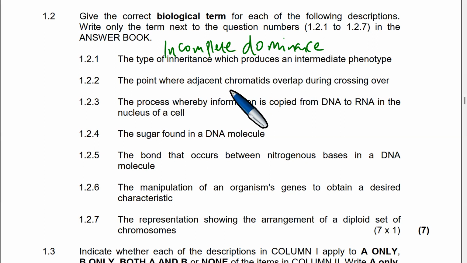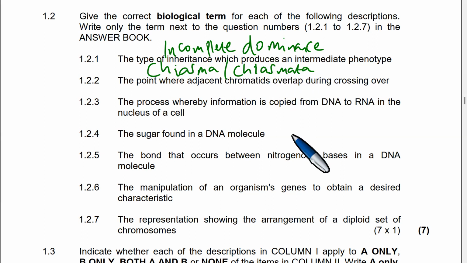The point where the adjacent chromatids overlap during crossing over is called the chiasma, or what we call the chiasmata. It's called the chiasma or the chiasmata. So this is the point where the adjacent chromatids overlap during crossing over.